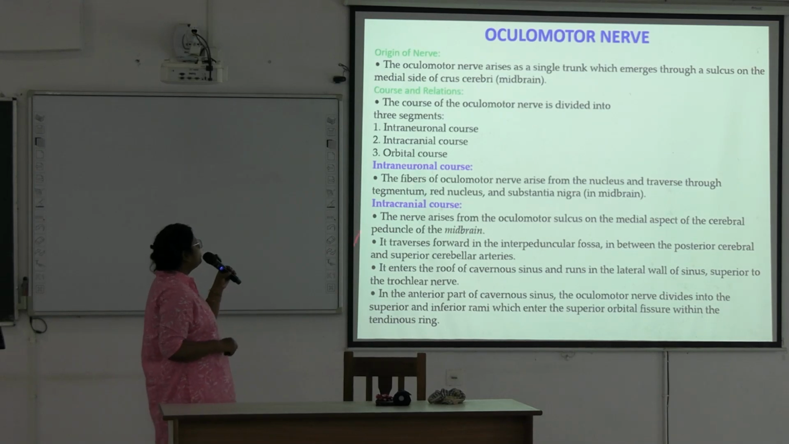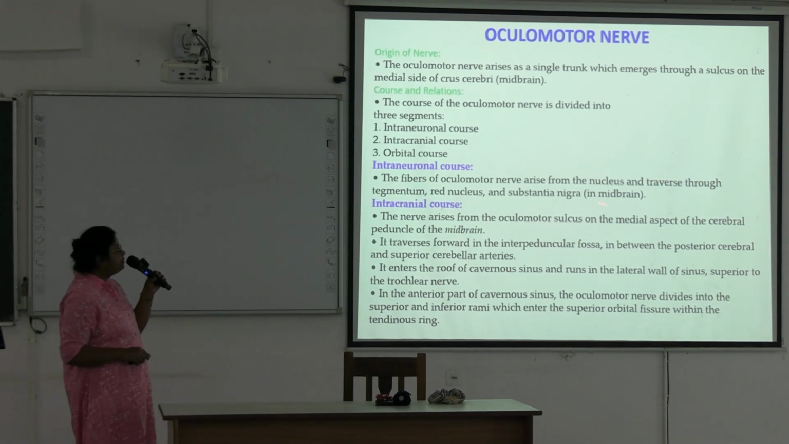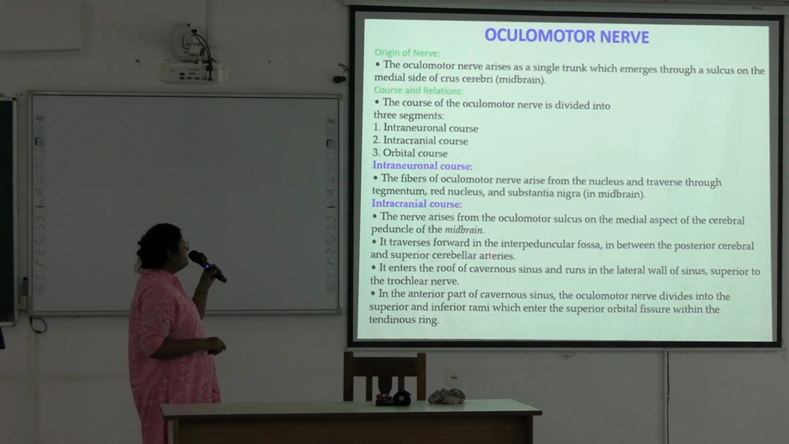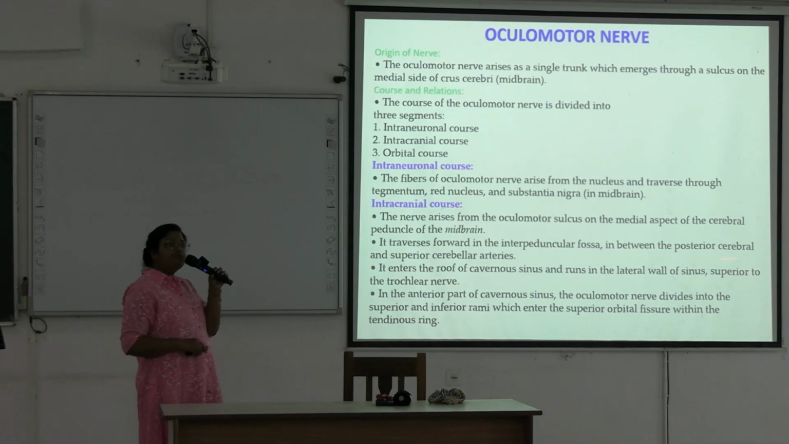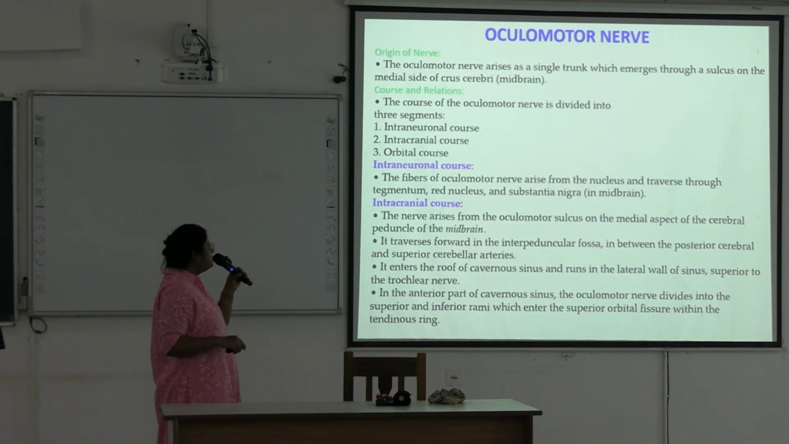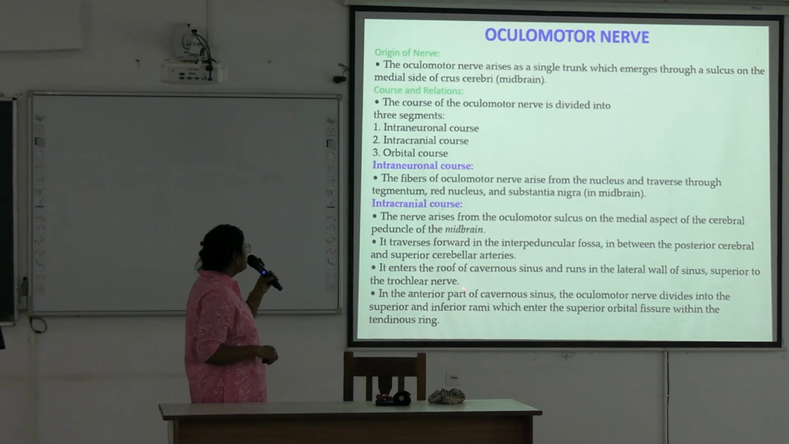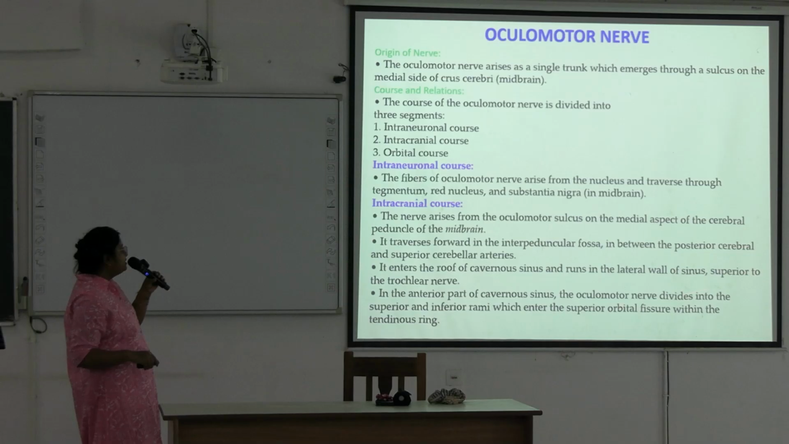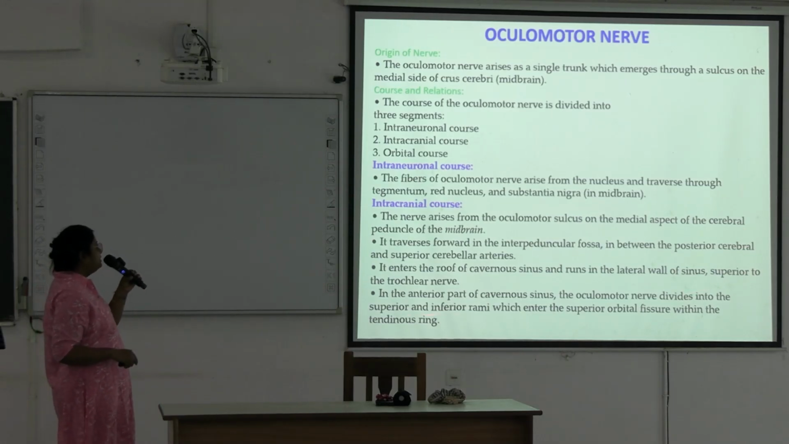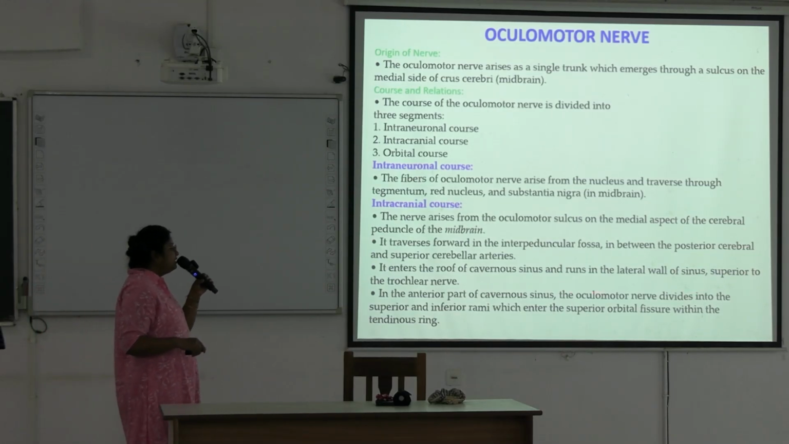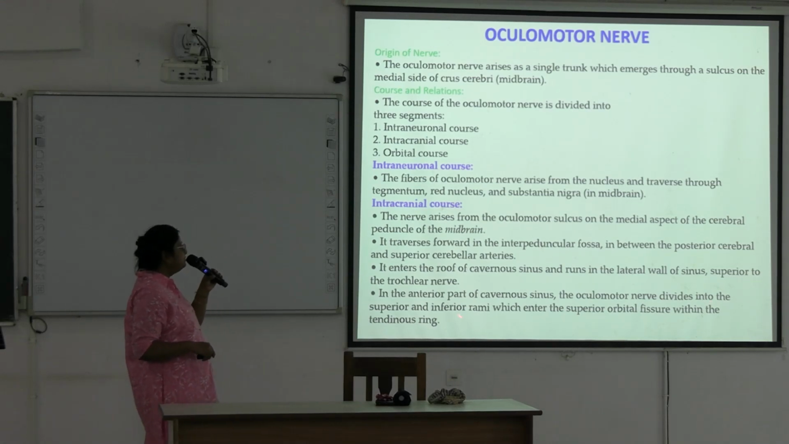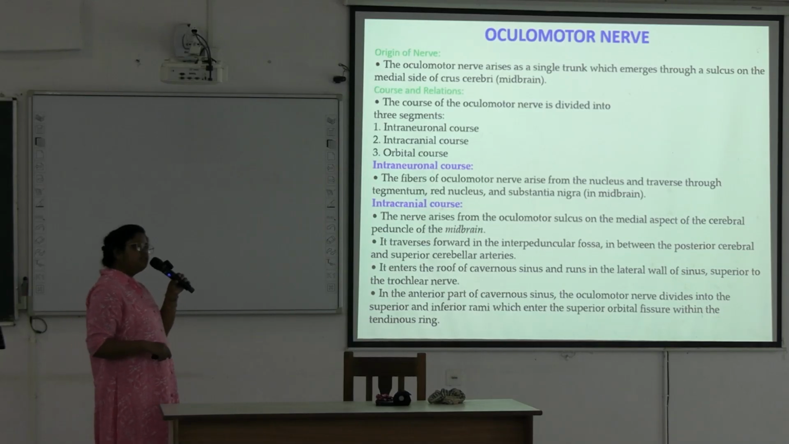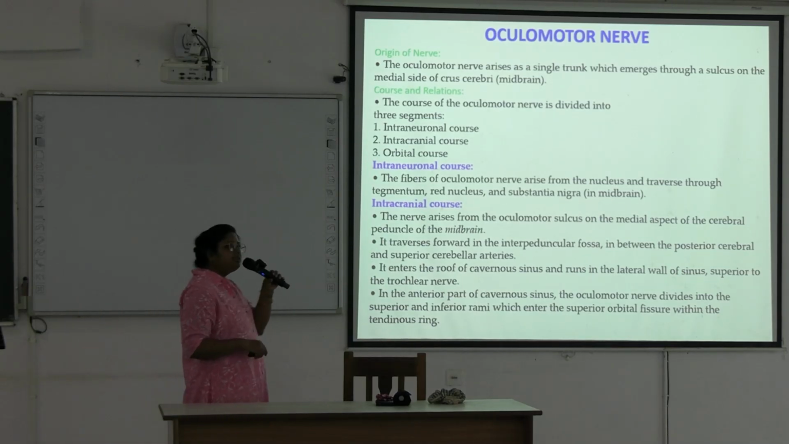Next is intracranial course. This nerve arises from the oculomotor sulcus on the medial aspect of cerebral peduncle of the midbrain, traverses forward in the interpeduncular fossa in between the posterior cerebral and superior cerebellar arteries and enters the roof of the cavernous sinus, runs in the lateral wall of the sinus superior to the trochlear nerve. And in the anterior part of cavernous sinus, the oculomotor nerve divides into superior and inferior rami which enter the superior orbital fissure within the tendinous ring. Okay, tendinous ring of Zinn.